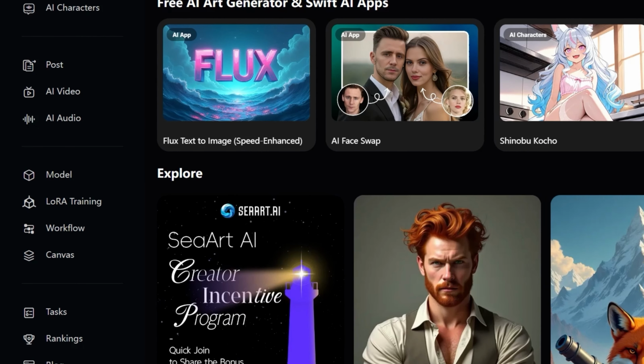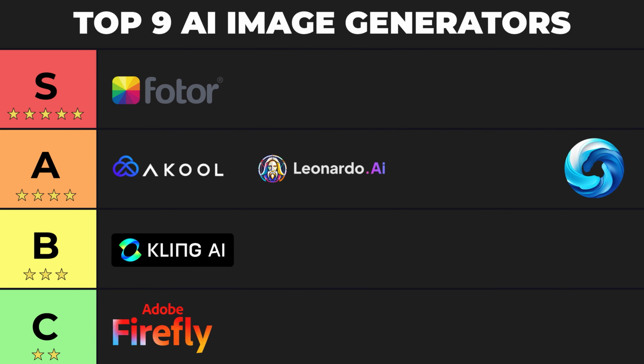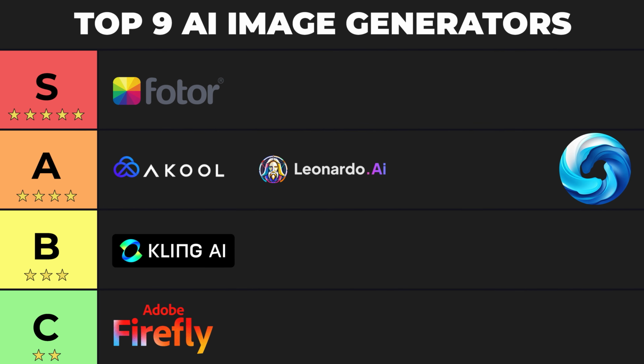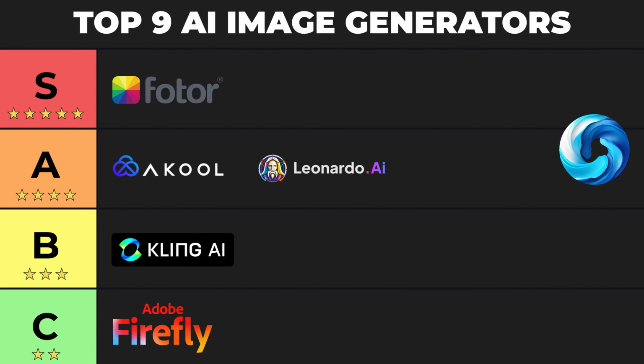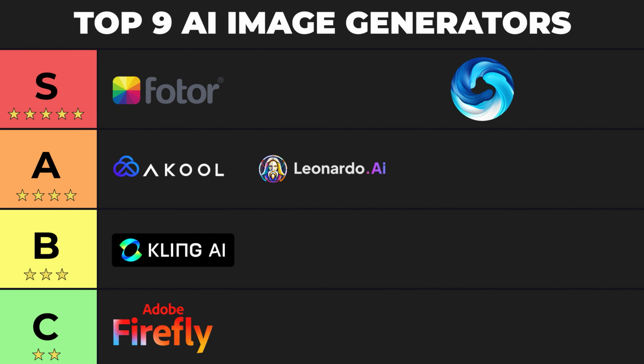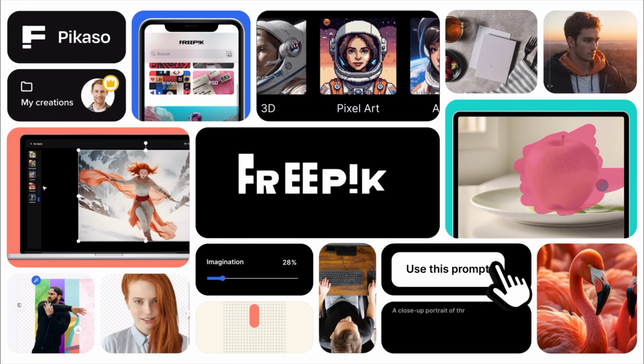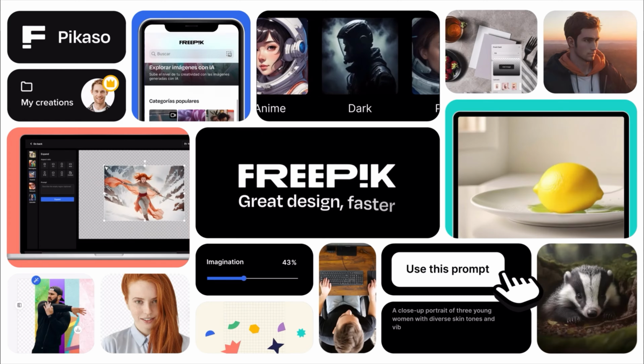So other than that, in SeaArt, you can even train your own model. So based on the customization options that are available here in SeaArt and based on the quality it has generated till now, it is an absolute S tier. The next one in our list is Freepik AI Image Generator.